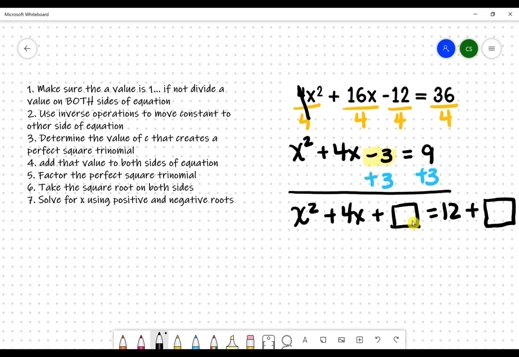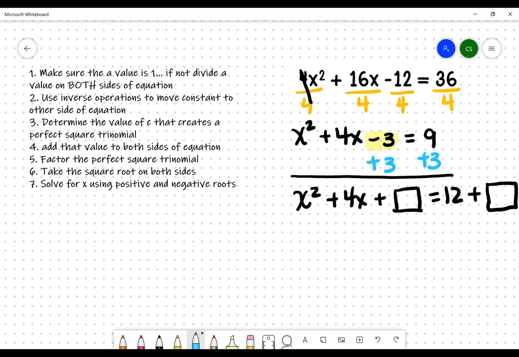All right, determine the value of C. Trying to create a perfect square trinomial. So, half of 4 is 2, and 2 squared is 4. So, 4 is going to complete my square. But if I add 4 in my square on one side, I've got to add 4 in my square on the other side.